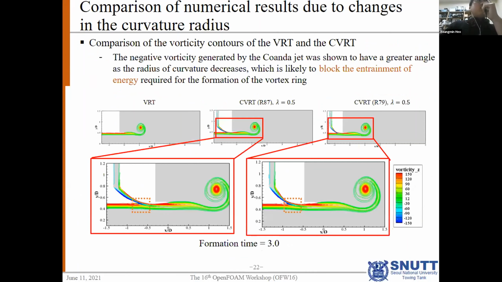The negative vorticity generated by the Coanda jet was shown to have a greater angle of inflow as the radius of curvature decreases, which is likely to block the entrainment of energy required for the formation of the vortex ring.